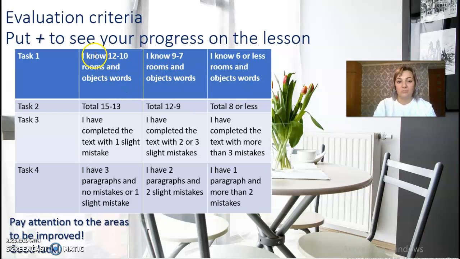Now, for example, if you have the ticks or pluses near the first column, it's great, it's excellent, you did a great job. Your progress is wonderful. If you have more ticks on the second column, your progress is rather good, but you can improve it. And if you have more ticks or pluses on the third column, it means that you have more work to do. So, of course, it's great that you tried, but you need to try a little more.